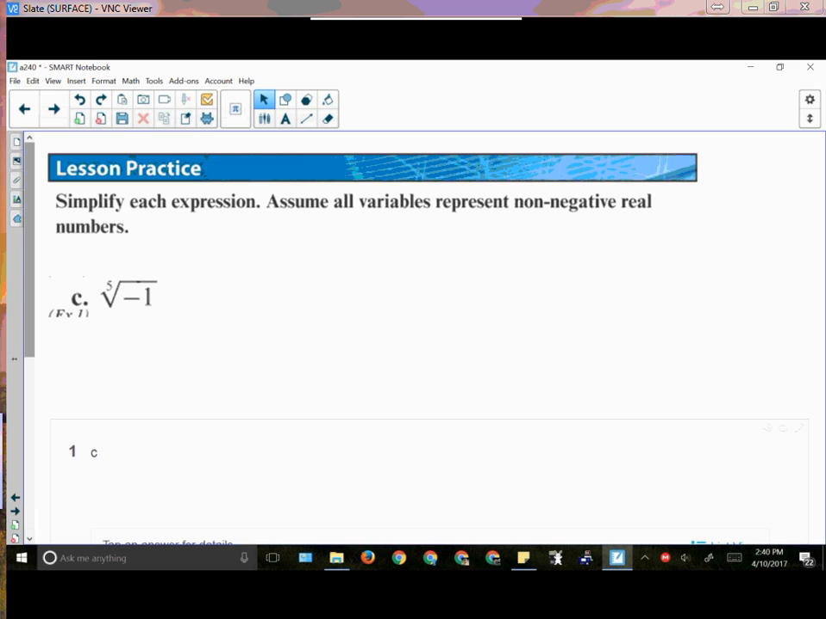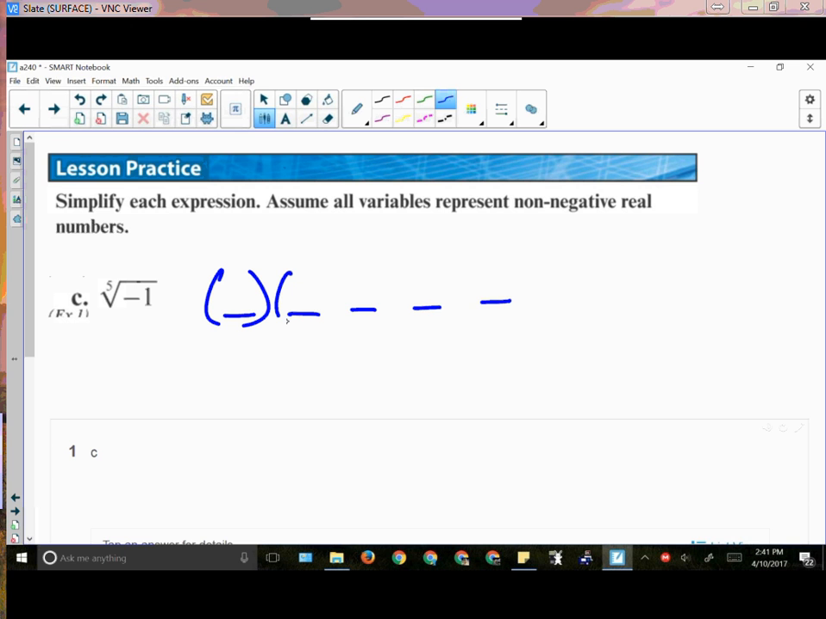Now, whenever I'm doing this, I'm always asking a question. And the question is, how many numbers of this one kind of number multiply together to equal what's on the inside? So, how many numbers do I need to have? I gotta have 5 numbers. 1, 2, 3, 4, 5. Now, these numbers, when I multiply them together, what must they equal? They got to be equal to -1.